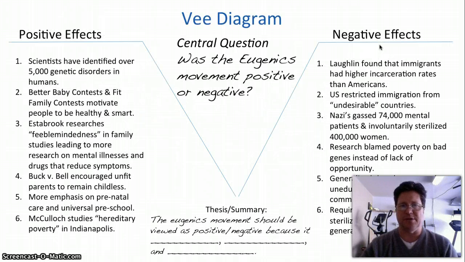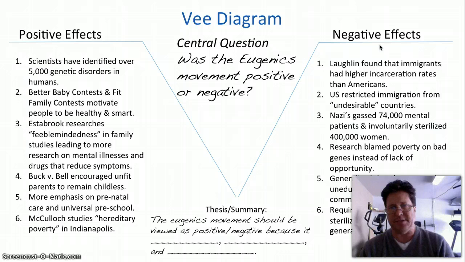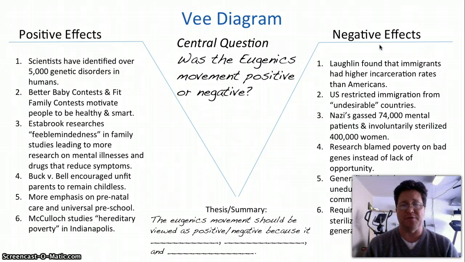First of all, we looked at a V diagram. We actually did a gallery walk with 7 pieces of eugenics studies, 7 separate studies on eugenics that were done in the 1920s and 30s, and the students had to list them. Were they positive for society? Were they negative for society?